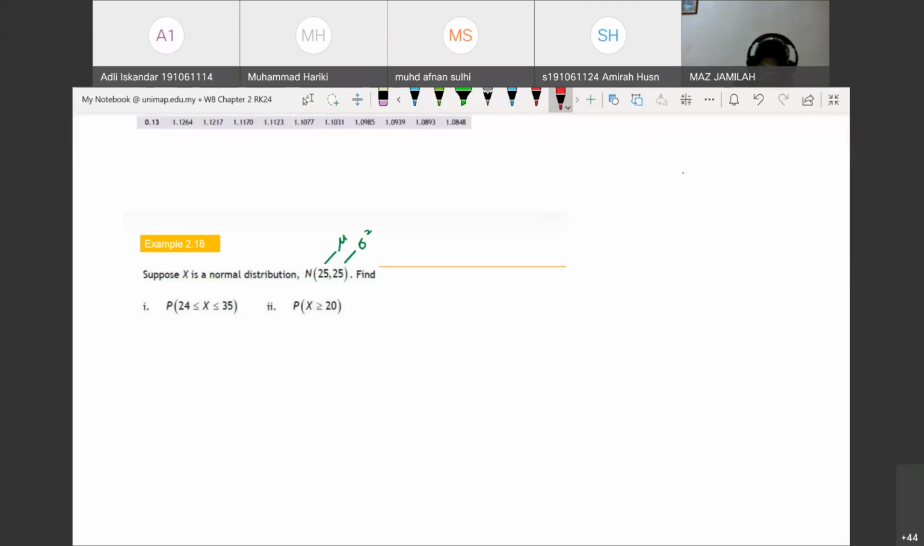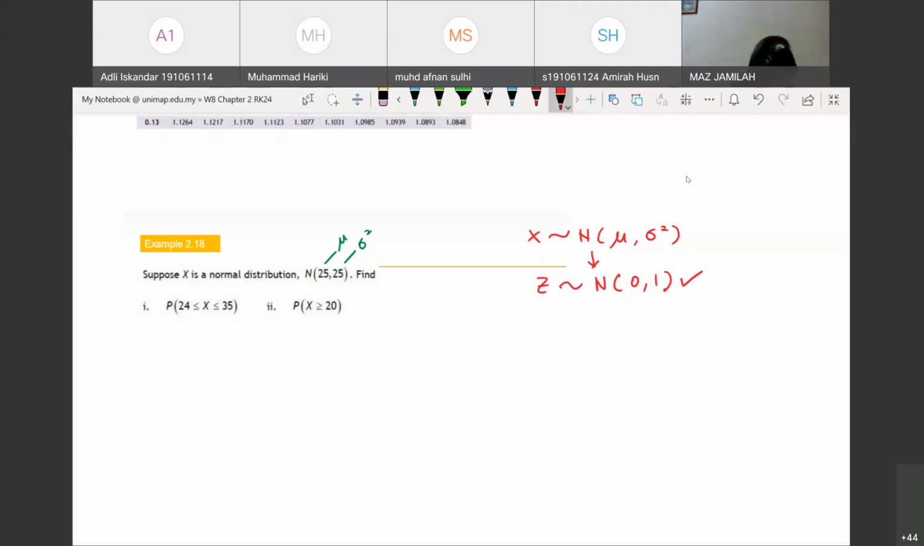So this is where we need to understand how we transform our actual problem to the standard normal, that is following Z, normally distributed with mean 0 and variance 1. Okay, so we are going to start with this particular application now.